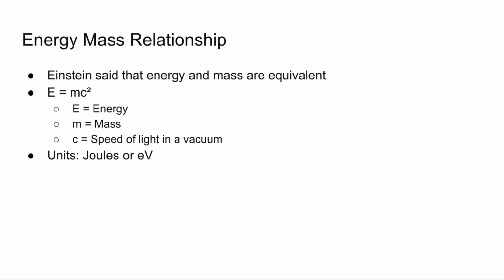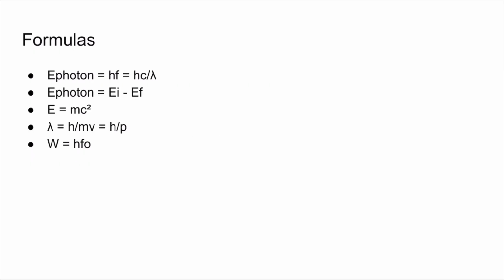Finally, we have the iconic equation from Albert Einstein. So basically, Einstein said that mass and energy are equivalent, and their relationship can be represented by the equation E equals mc squared. And this is just a recap of all the formulas. E photon equals hf, which equals hc over wavelength. E photon equals initial energy minus final energy. E equals mc squared. De Broglie's wavelength: wavelength equals h over mv, or h over p.